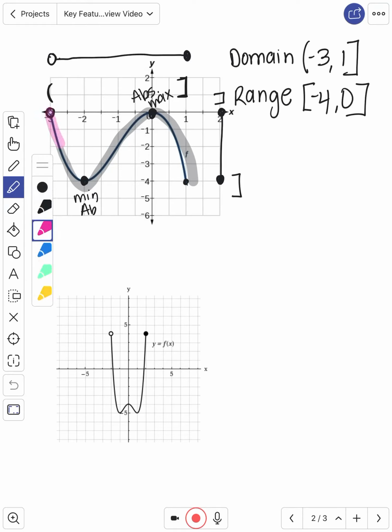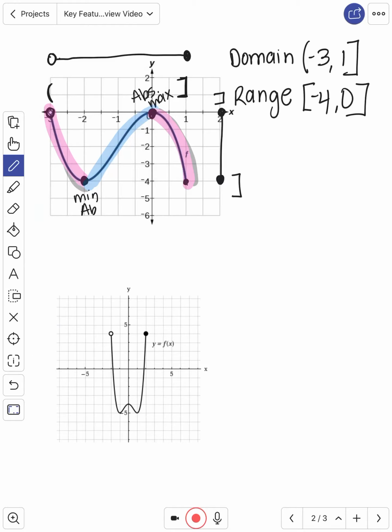I have decreasing here, so it's decreasing from -3 to 2. It's increasing from -2 to 0. And it decreases again from 0 to 1. Okay? All right, so let's look at the next example.